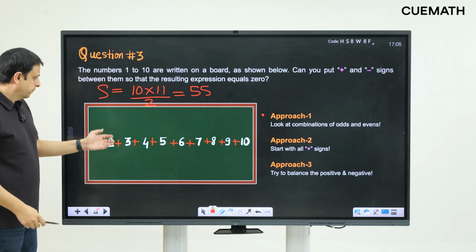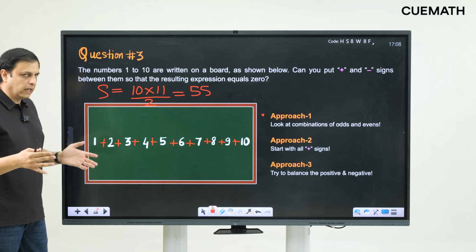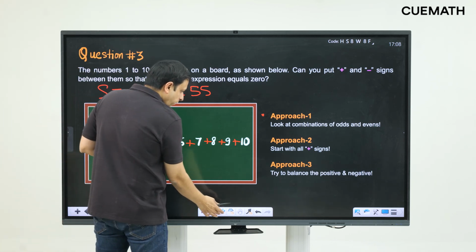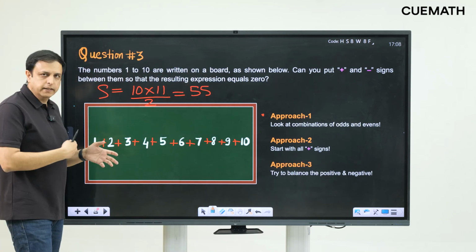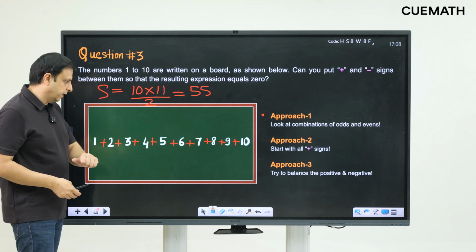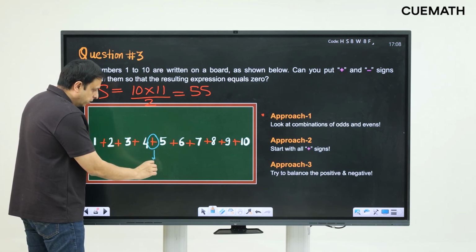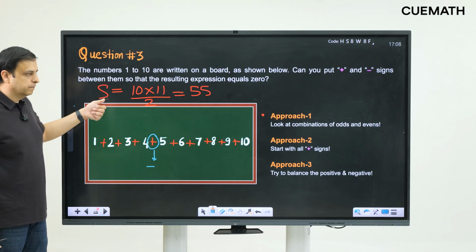You can directly add the 10 integers, the 10 numbers as well. So the original sum, the starting sum, is 55, which is odd. Now, what I want you to think about is what will happen to the parity of the expression if any sign is changed from plus to minus.